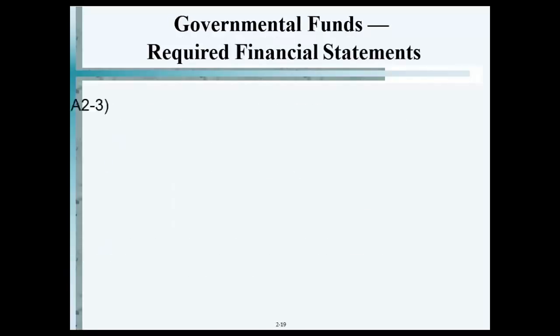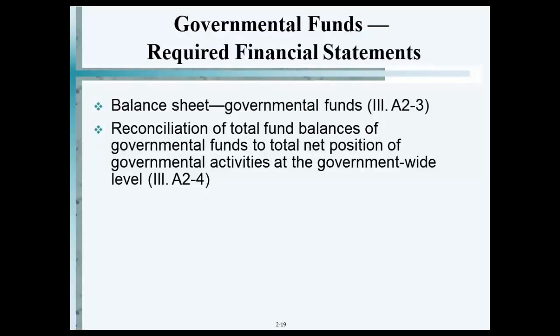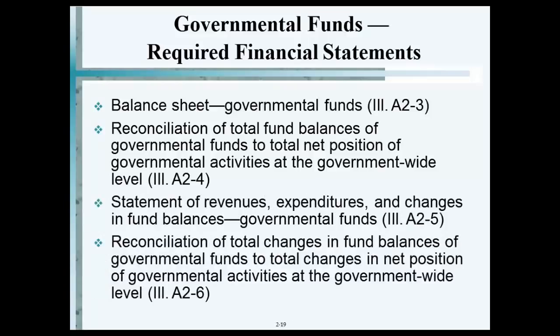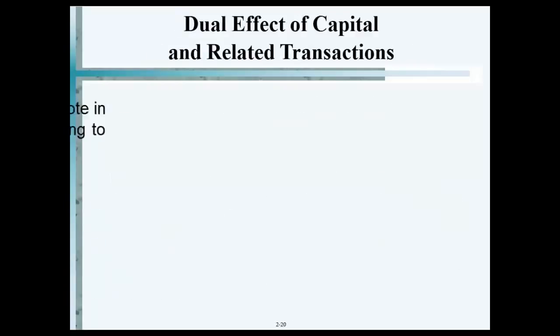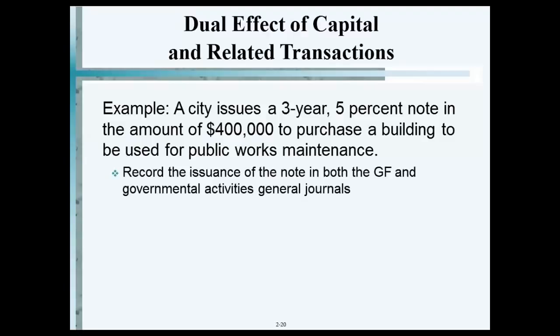We looked at the statements already, so I won't go into this, but let's just have a little fun with some of these transactions. Look at this. The city issues a 3-year 5% note in the amount of $400,000 to purchase a building. When you borrow money, what do you do in a transaction?